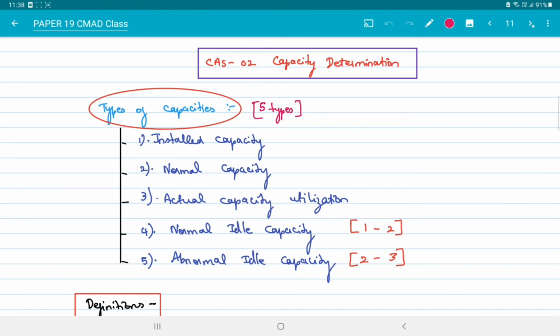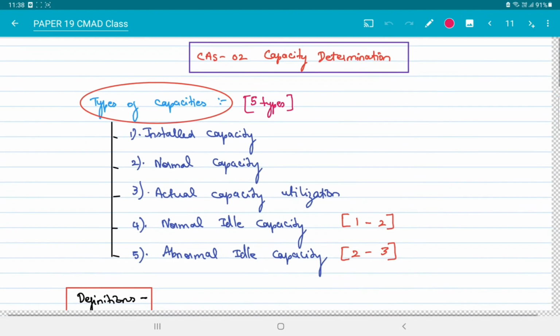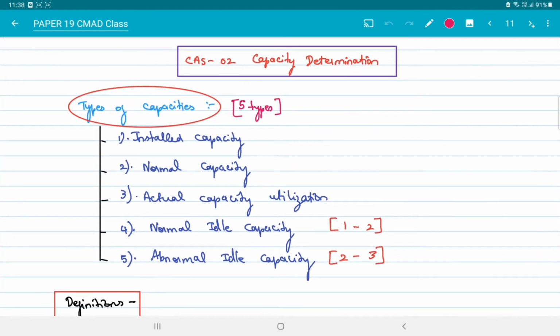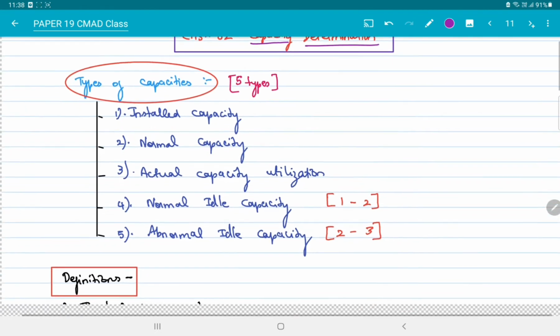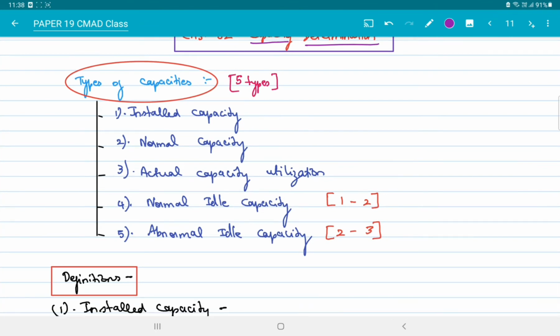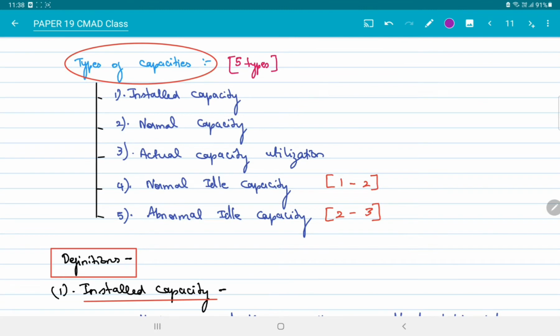Welcome back to our lecture series, lecture 4 on paper 19, which is cost and management audit for CMA final students. Not to waste much of your time, I have already written the complete note on CAS2, and we'll go through it, which will be very helpful for your exams. CAS2 talks about capacity determination. First, we should know what the types of capacities explained in CAS2 are.